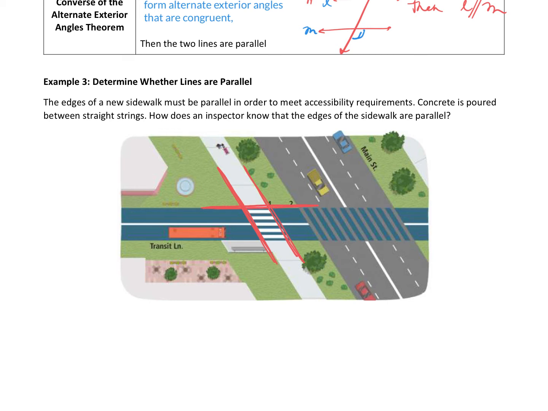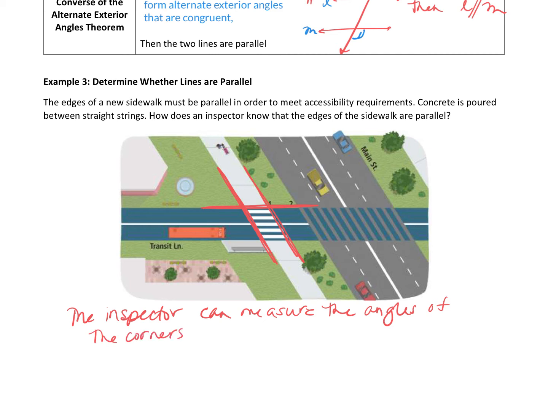Now what an inspector can do is measure the angles of the corners of the sidewalk. So let's make a note of that. That's what the inspector can do. The inspector can measure the angles of the corners of the sidewalk. So let's say that the inspector does that.